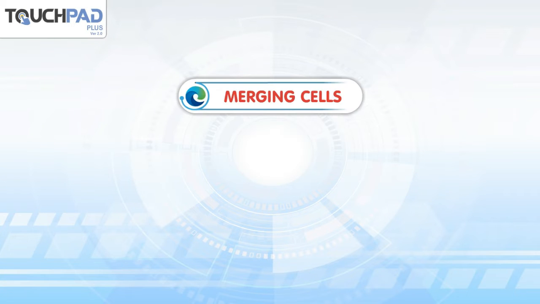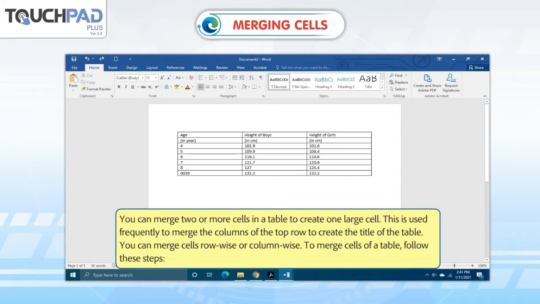Merging cells. You can merge two or more cells in a table to create one large cell. This is used frequently to merge the columns of the top row to create the title of the table. You can merge cells row-wise or column-wise.